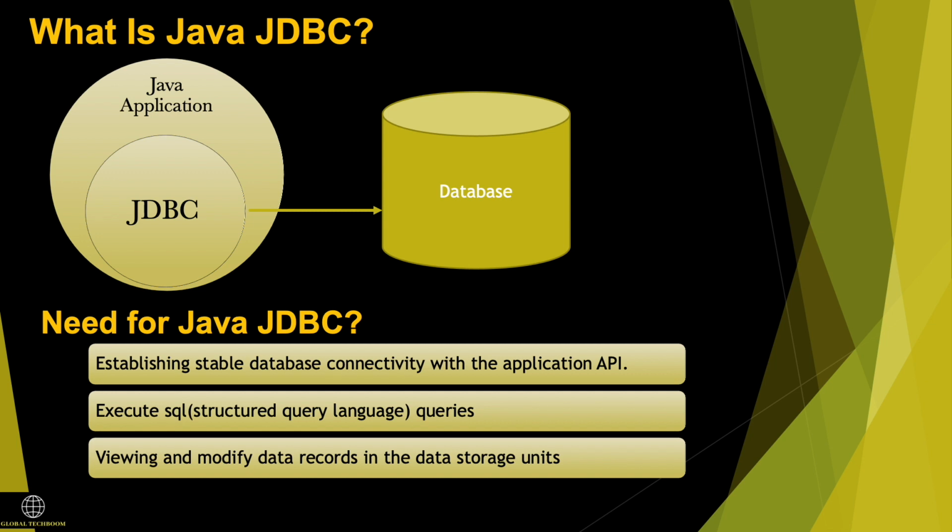We need JDBC for the following needs: for establishing stable database connectivity with the application API, to execute SQL queries and DDL or DML commands, and for viewing and modifying data records in data storage units.